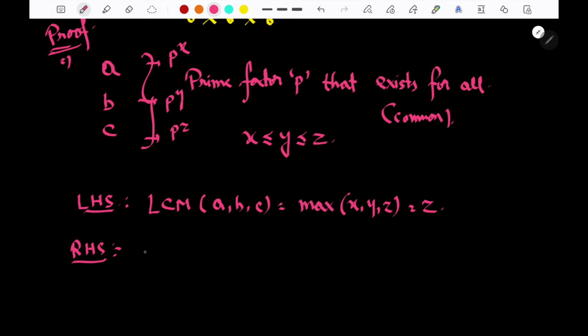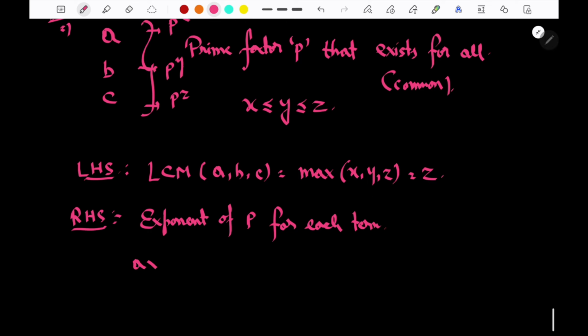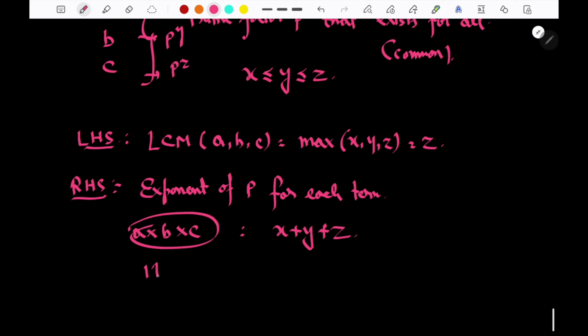We need to find the exponent of p for each term. Now, in a into b into c, how do we find the exponent? With p to the power x, p to the power y, p to the power z, this will be x plus y plus z. Done. Now for the HCF of a, b, c, what is the exponent? I am only talking of the exponent, I am not writing the base. So this will be x.